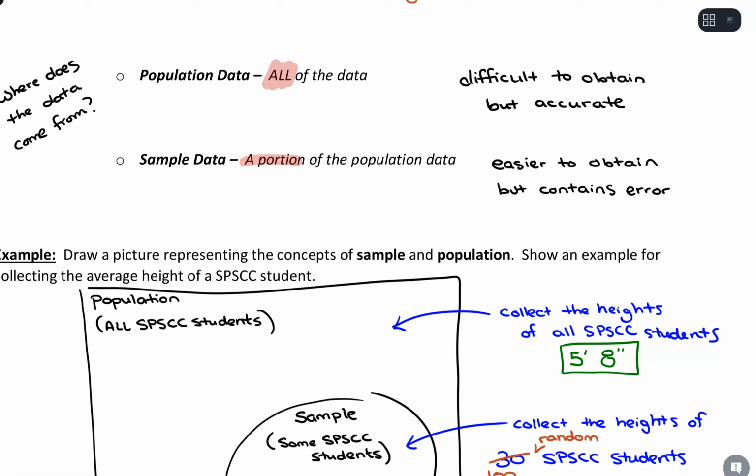Population is all of this data that we're interested in. Very hard to get, but incredibly accurate. But what we do in statistics is we focus more on this collection of sample data. So we take it from the population, we take this smaller sample that's easier to obtain, but we just keep in mind that there is error involved.